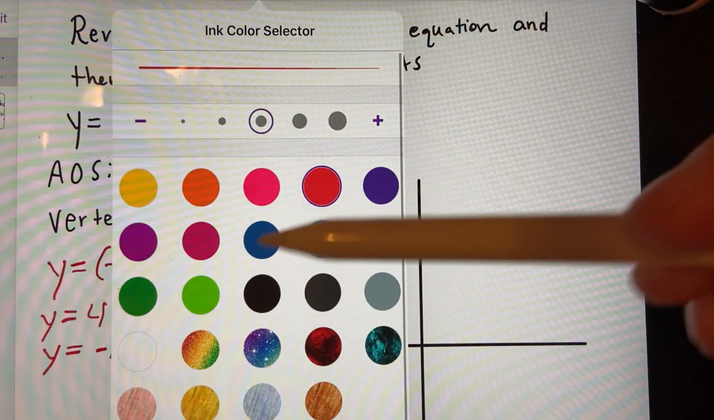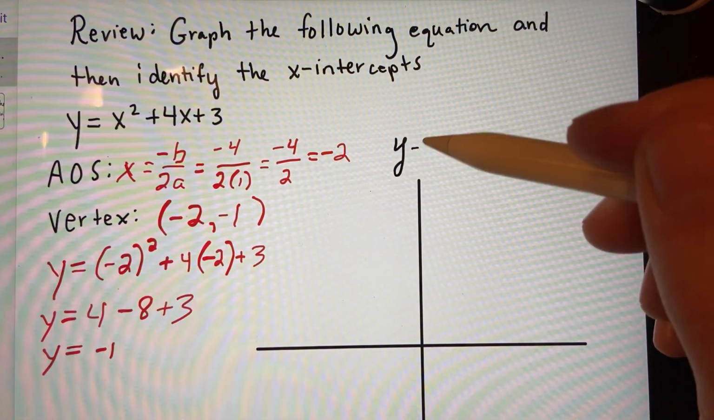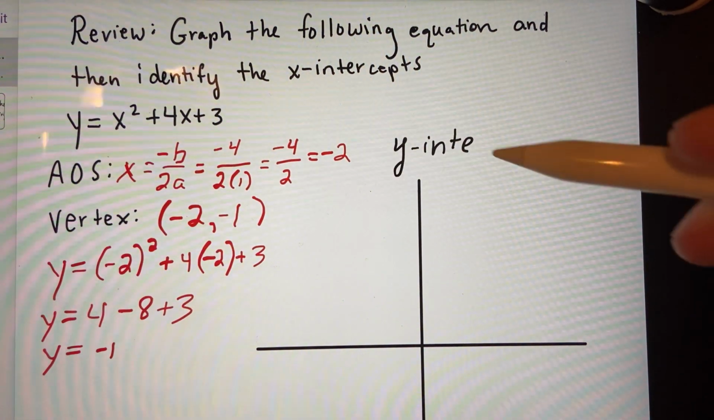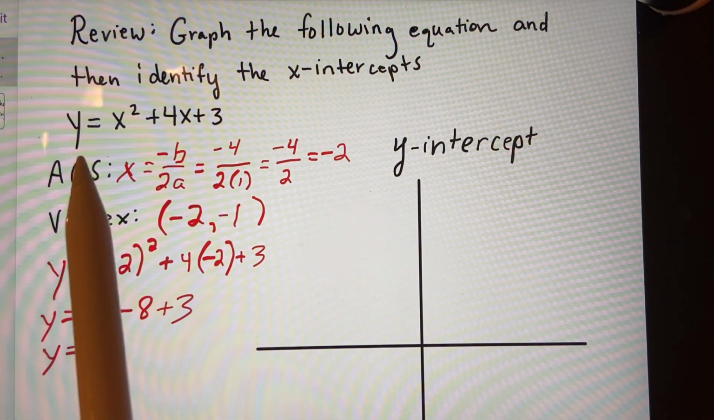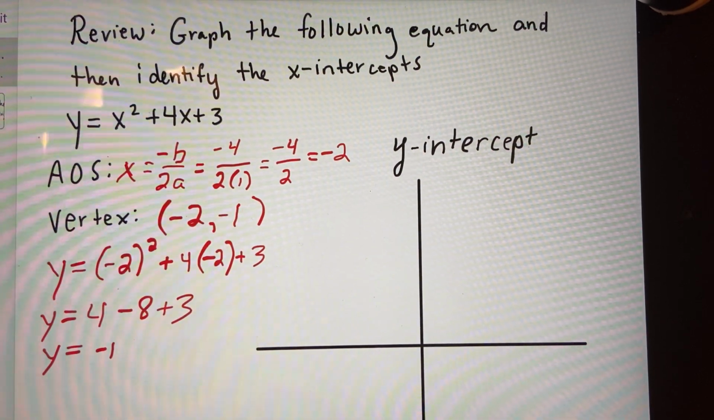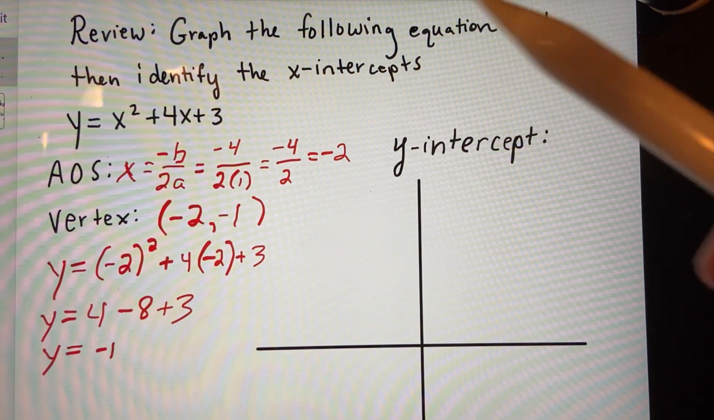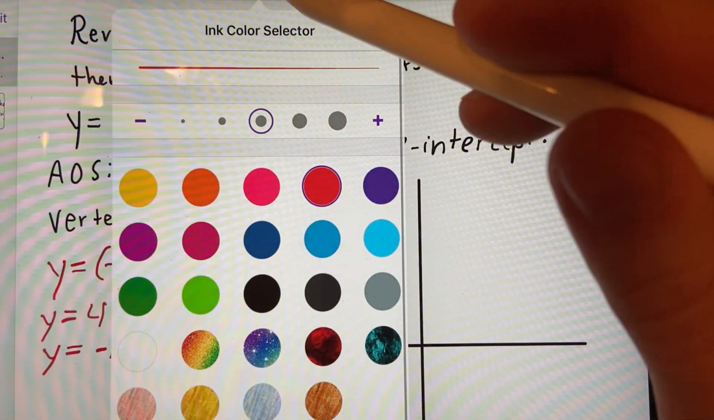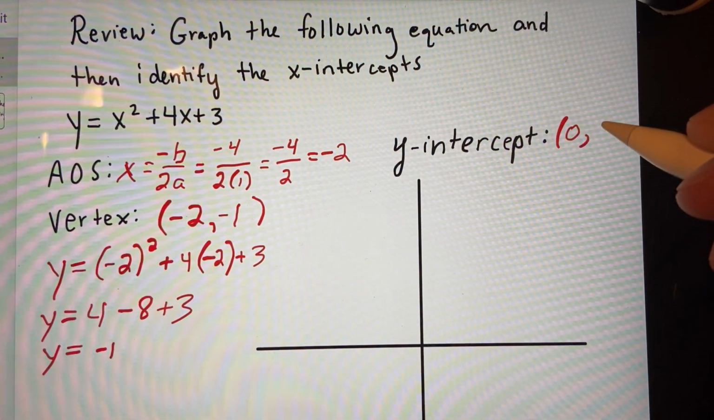The other thing I want to point out is your y-intercept. I'll write this up here because I kind of ran out of space down there. The y-intercept comes from the c value, which is the last number, because this equation is written in standard form. The standard form of a quadratic equation is ax squared plus bx plus c. So the y-intercept here comes from that last number, which is 3. So I'd write that as an ordered pair, 0, 3.